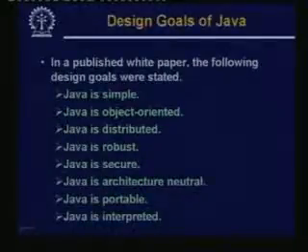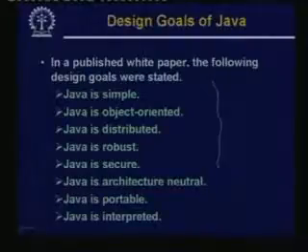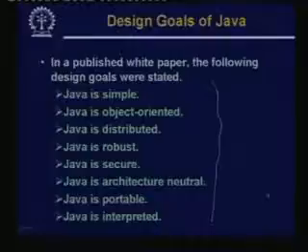Java had some design goals. In the original published white paper for Java, the following design goals were specified. It was said that Java should be simple, should be object oriented, should be distributed, robust, secure, architecture neutral, portable and interpreted. Let us try to understand what these phrases or terms really mean.